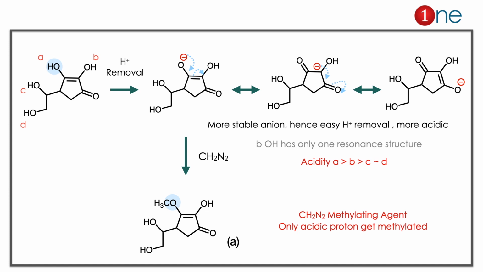So if you use CH2N2, the O-CH3 bond is formed at the A position. So among the 4, A is more acidic. Here you have to learn 2 important things. One is that CH2N2 can play many roles. Here it is used as a methylating reagent. The second thing is that methylation occurs at the more acidic proton. So whenever you have many hydroxy groups, you have to think of acidity when you are using CH2N2.